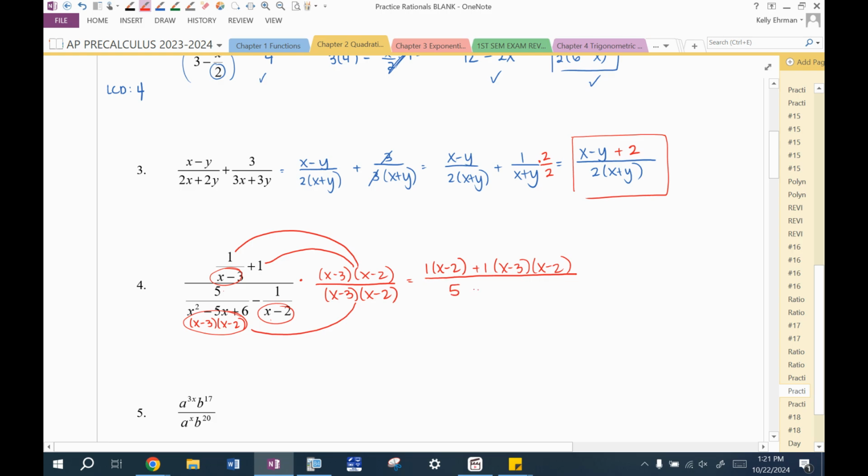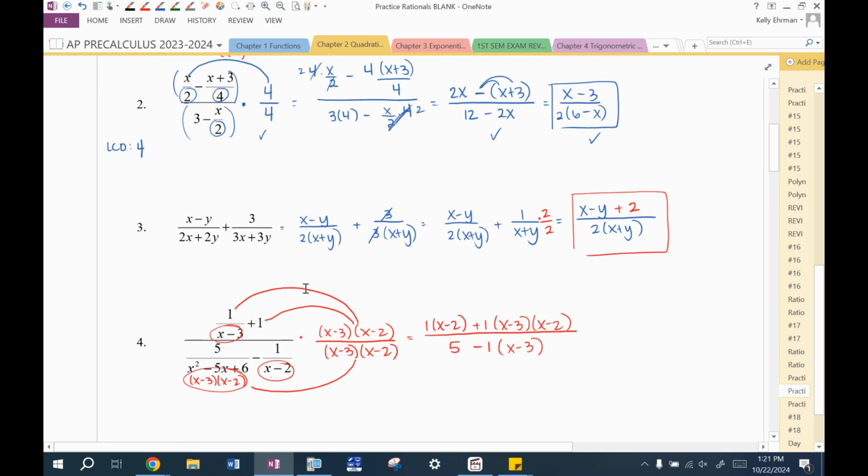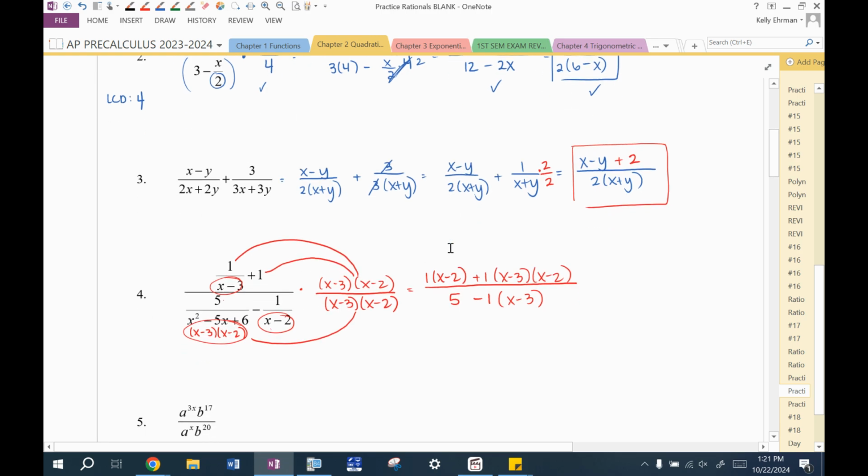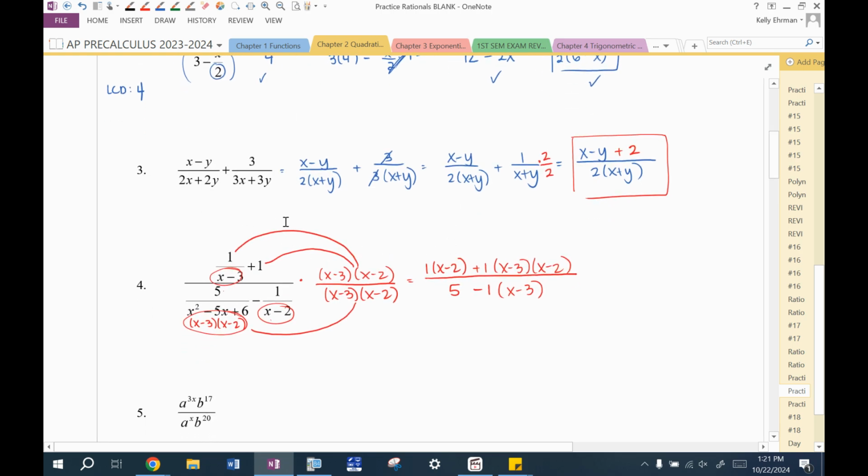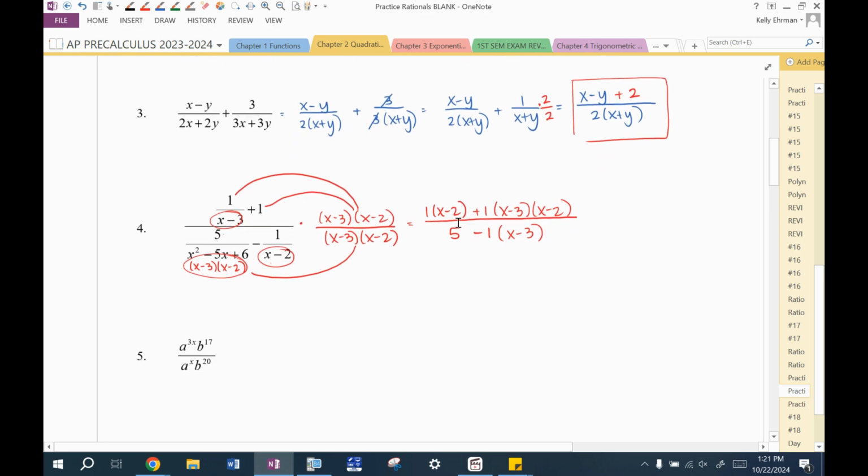Then from the second part, minus 1 times the x minus 2's will cancel. I'll be left with the x minus 3. So I did not show, like I did in the previous one, every single term being multiplied by x minus 3, x minus 2, because remember, the goal is efficiency here. If you would like to write all of that out, you can. It just will take you a little bit longer, and you're also trying to make sure that you're finishing within time, so it just takes a bit of practice.